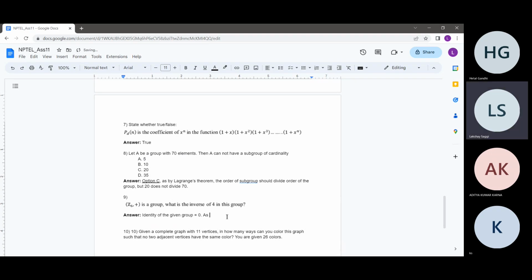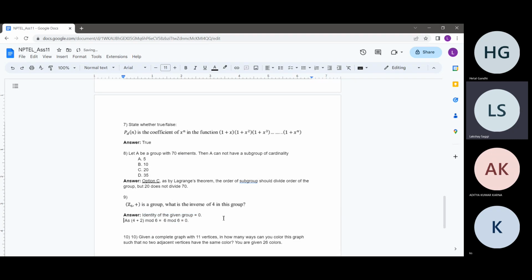So now, 4 plus 2. Let's just check, KS has written the answer as 2, so let's check whether 2 is correct or not. As 2 plus 4 mod 6 will be equal to 6 mod 6, which is 0. So basically, the identity of the group is 0.